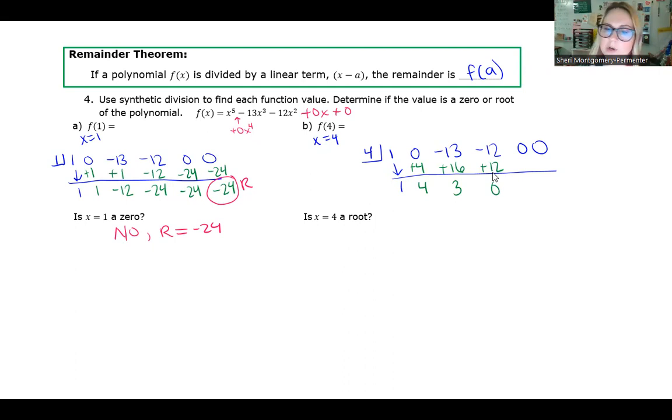What's anything times 0? 0. So I get 0. 0 plus 0 is 0. 0 times 4 is 0. 0 plus 0 is 0. So for this one, my remainder is 0. So is x equals 4 a root? Yes. Why? Because r is equal to 0. So the remainder has to be equal to 0.